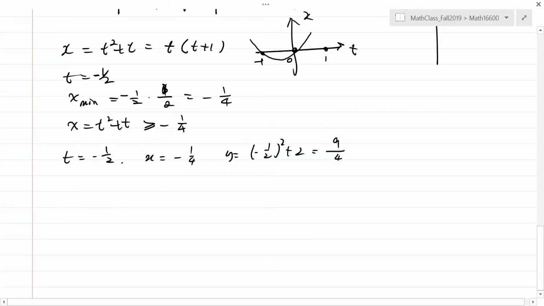Right, so let's take a look at the next problem. x equals t squared, y equals t to the fourth. t is between 1 and negative infinity.